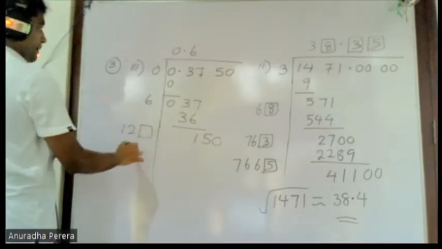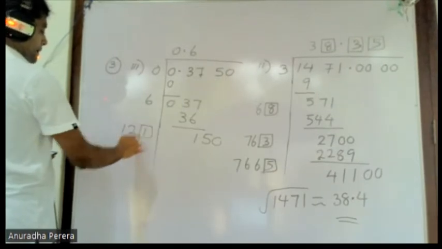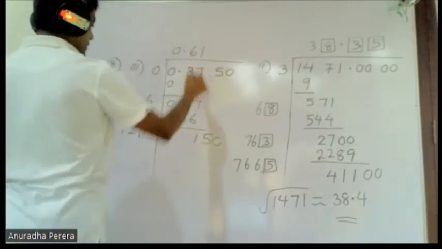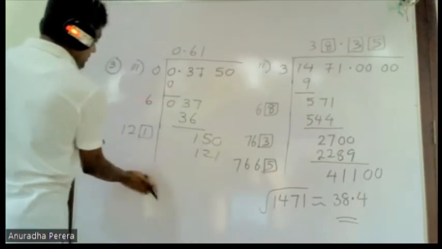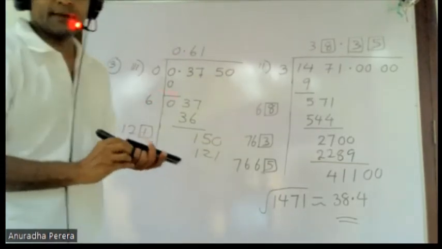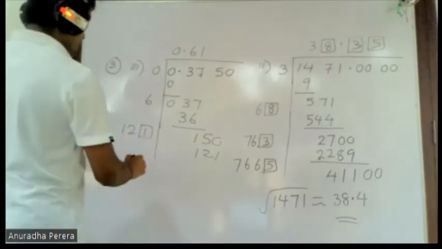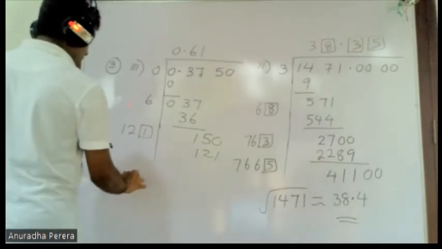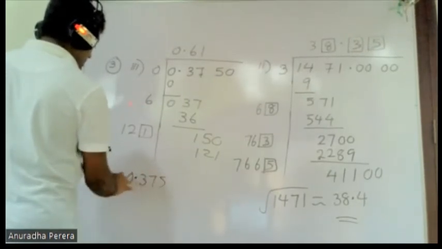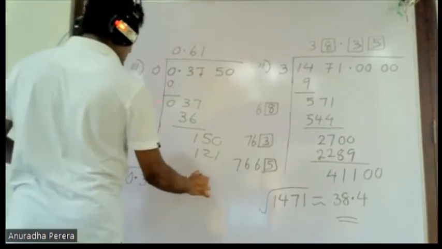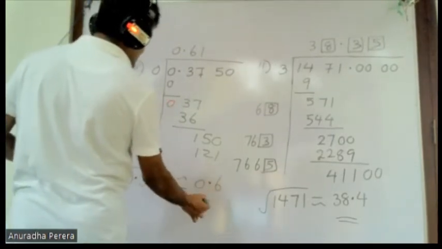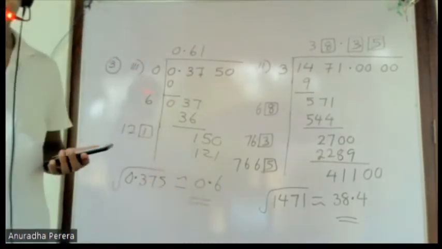For the first decimal place, what is the answer? The first decimal place is 6. The answer is 0.6.